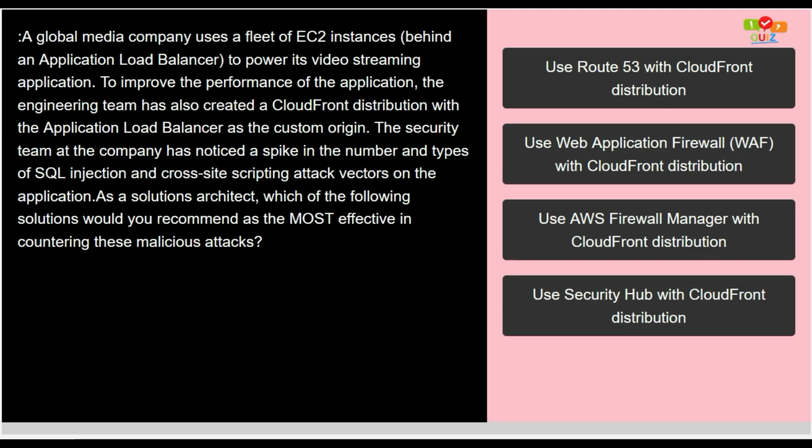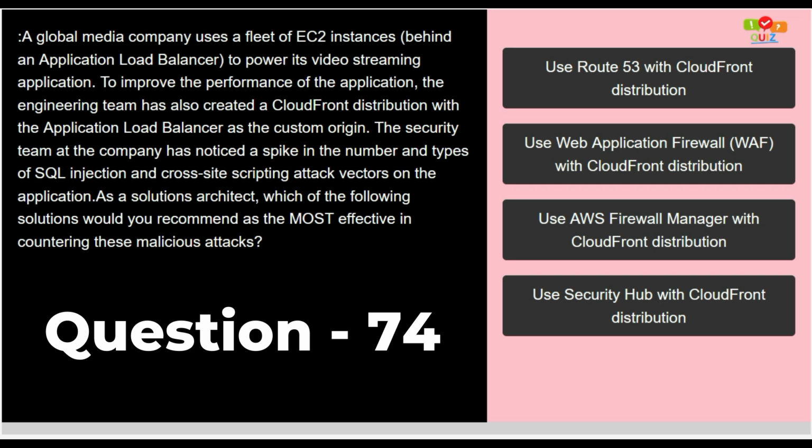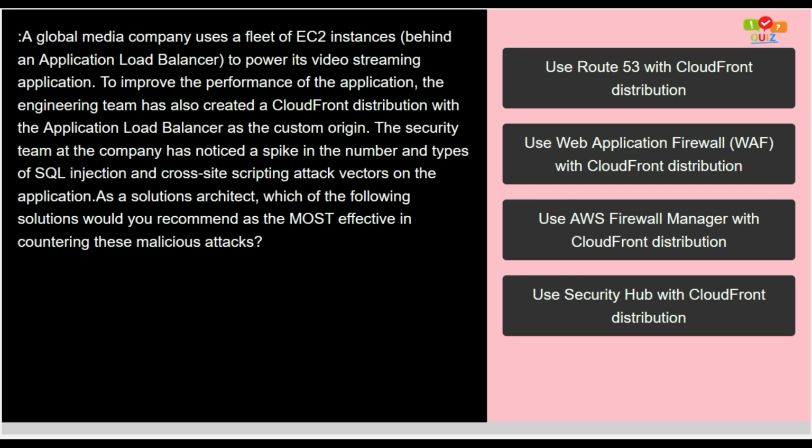A global media company uses a fleet of EC2 instances behind an application load balancer to power its video streaming application. To improve the performance of the application, the engineering team has also created a CloudFront distribution with the application load balancer as the custom origin. The security team at the company has noticed a spike in the number and types of SQL injection and cross-site scripting attack vectors on the application.